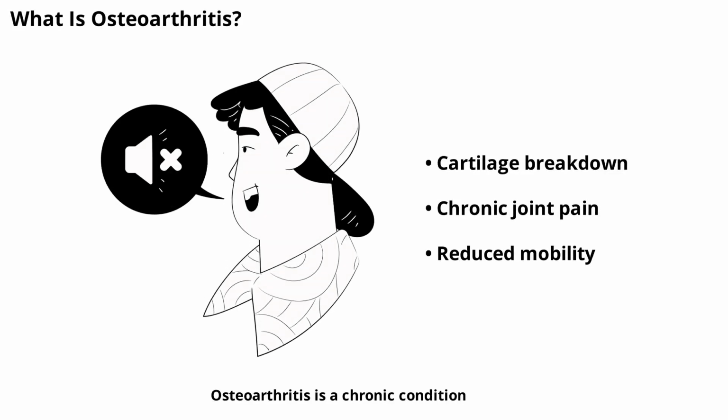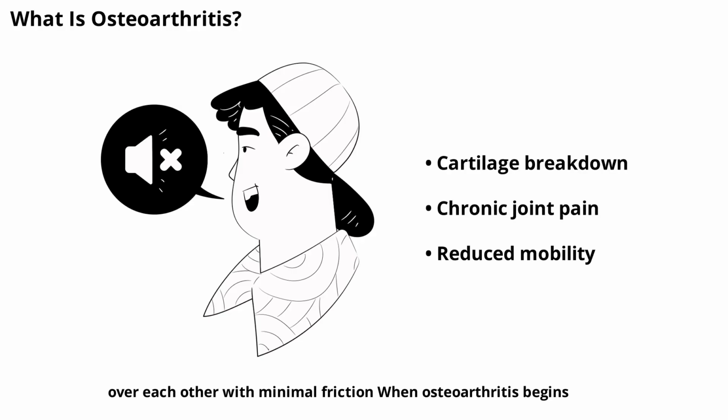Osteoarthritis is a chronic condition that primarily affects the cartilage, the smooth, slippery tissue covering the ends of bones in a joint. This cartilage allows bones to glide over each other with minimal friction. When osteoarthritis begins, the cartilage starts to break down, leading to pain, stiffness, and reduced mobility. The process is gradual and can affect any joint, but it's most common in the knees, hips, hands, and spine. Let's dive deeper into how this breakdown starts and what triggers it.